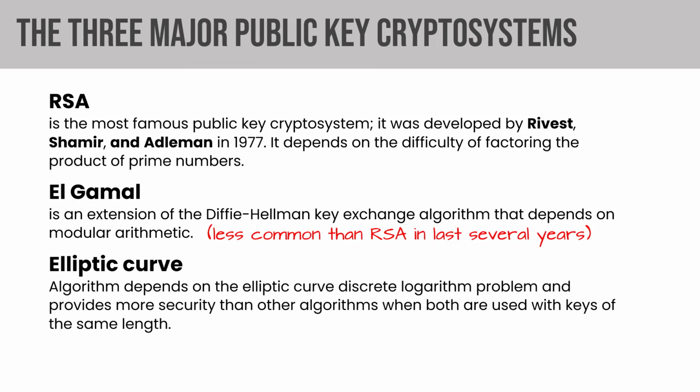And then elliptic curve depends on the elliptic curve discrete logarithm problem. And it's going to provide more security than other algorithms when both keys are of the same length. But RSA, I think, is the most famous of these and the most likely to come up on the exam. But try to kind of tie some of these key facts about these 3 into your head so you can pick the right one out should a question come up.